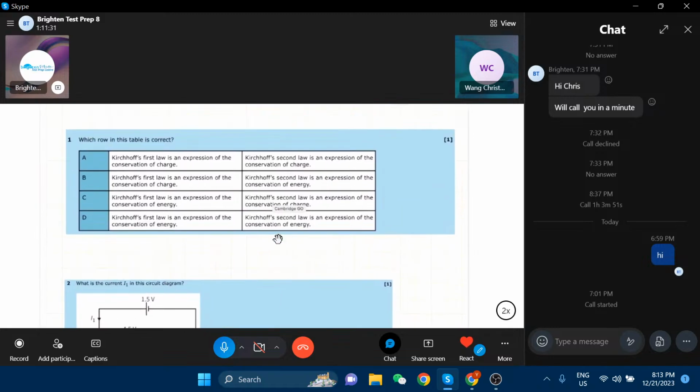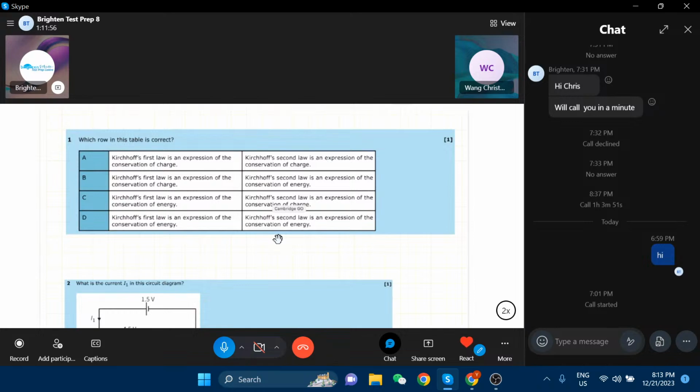Because the first law means the current entering a junction should be equal to the current leaving the junction. So that means no charge is lost. Yep. Okay. So we have that one, right? The charges. So we have A and B. So we have narrowed it down.